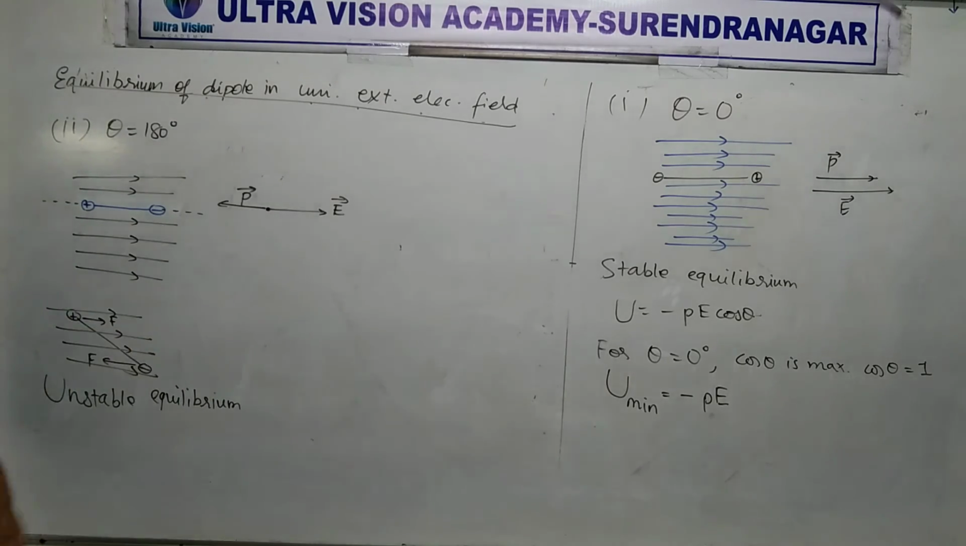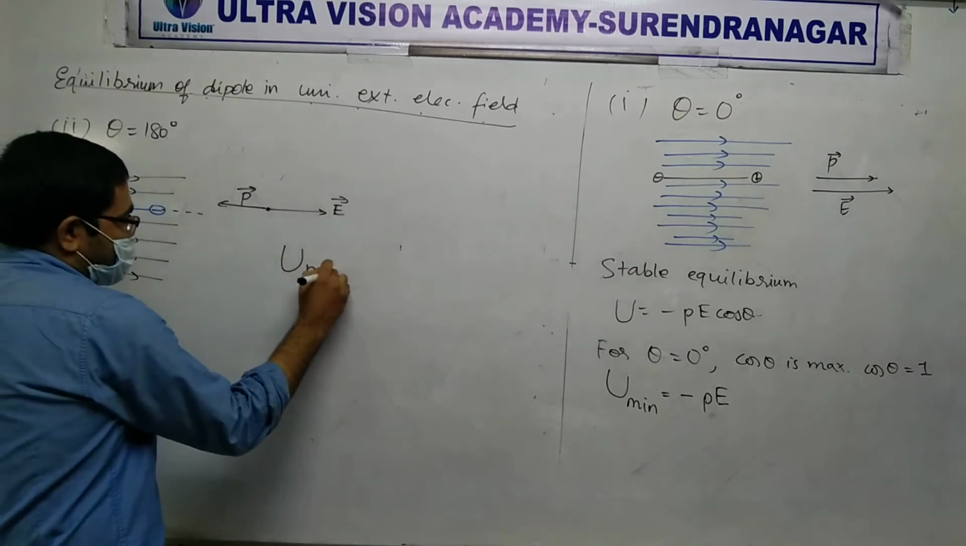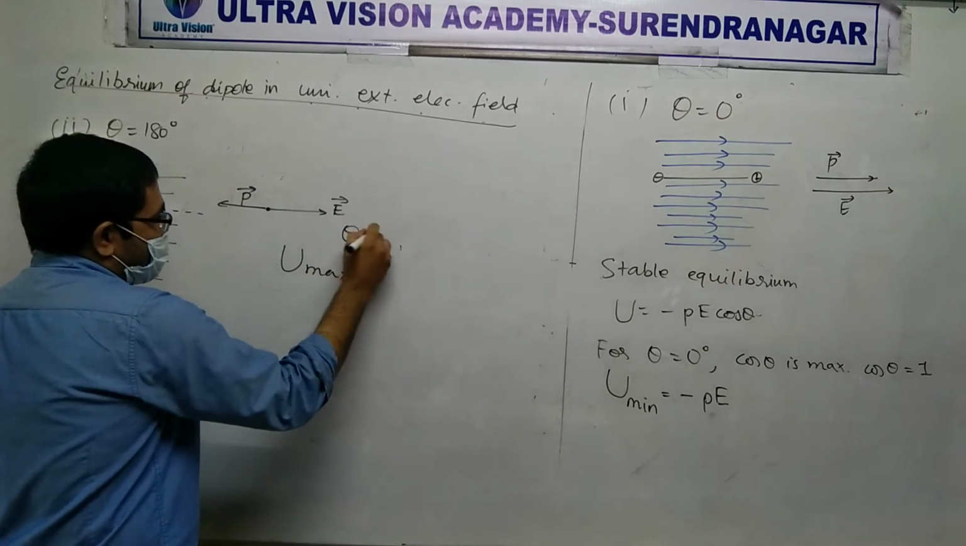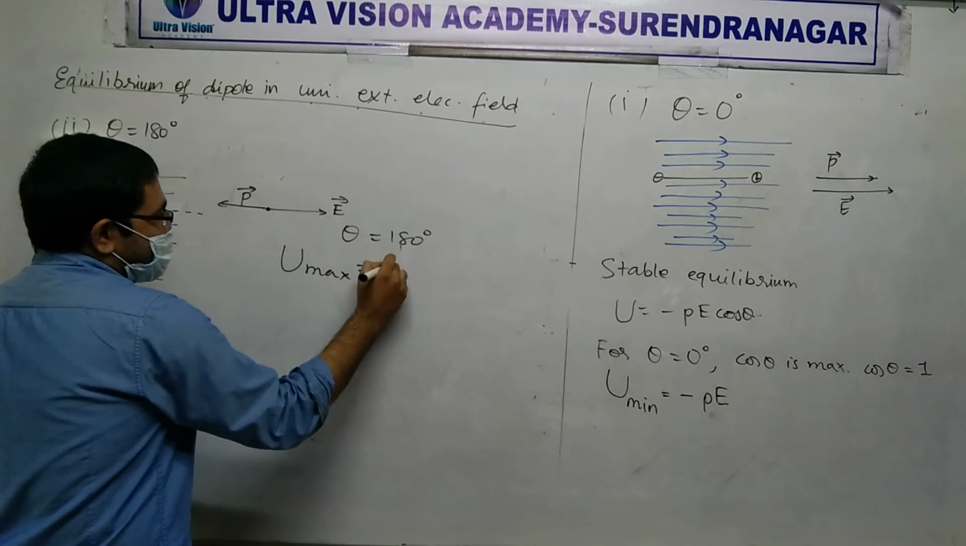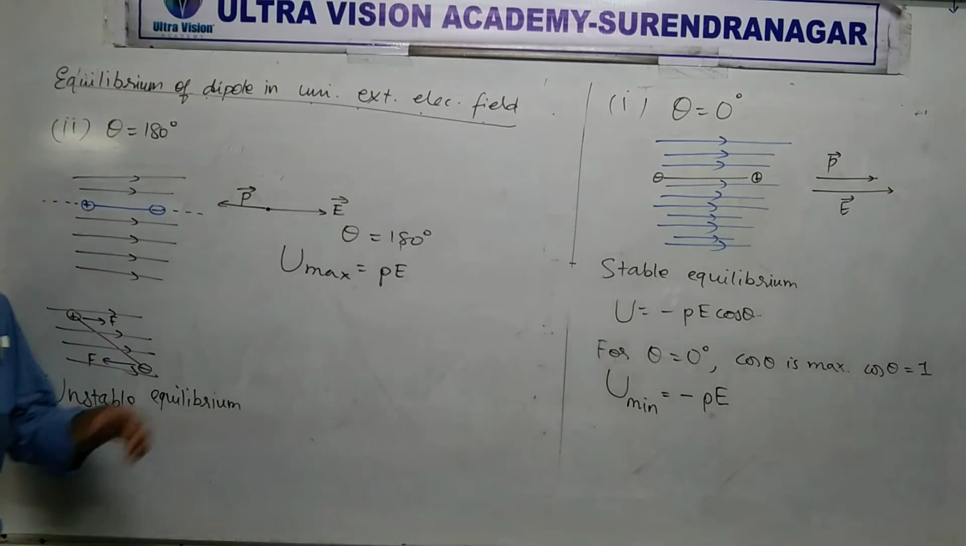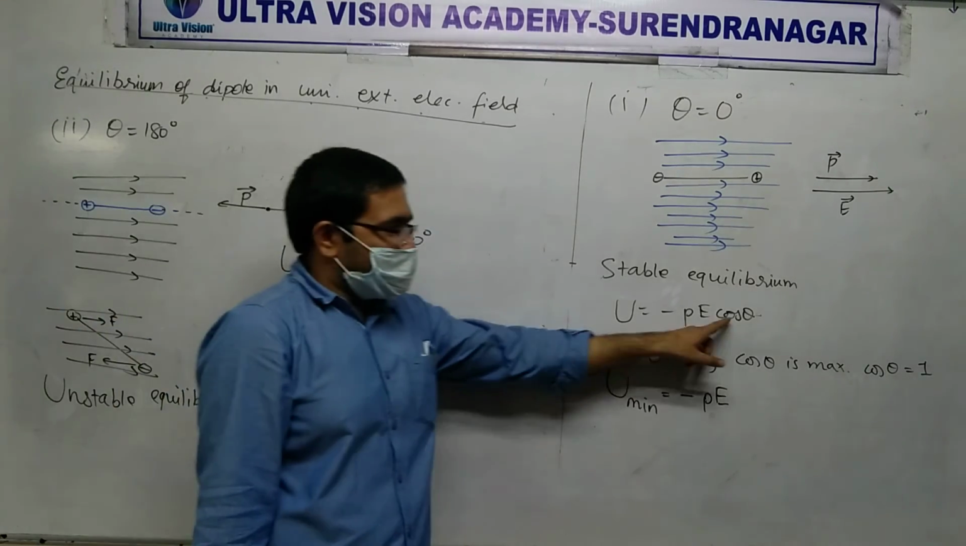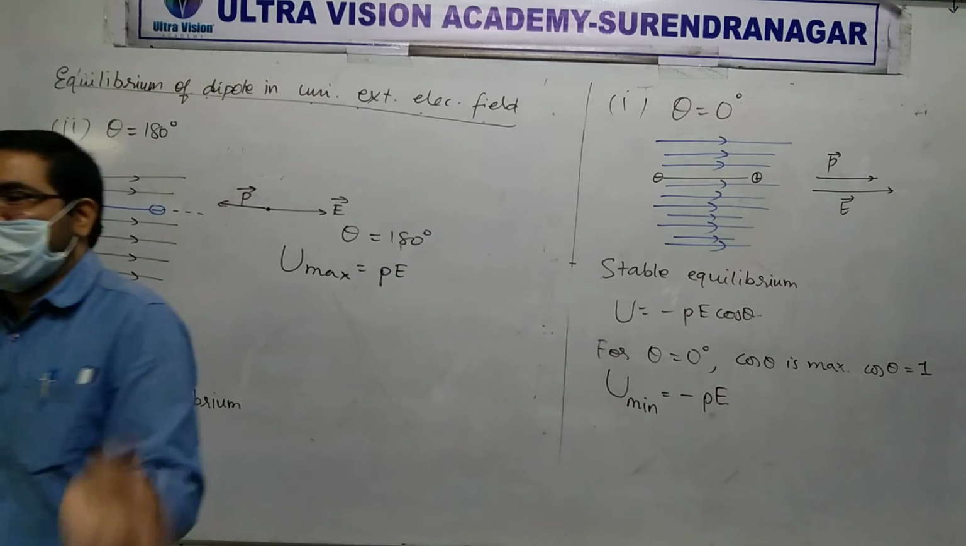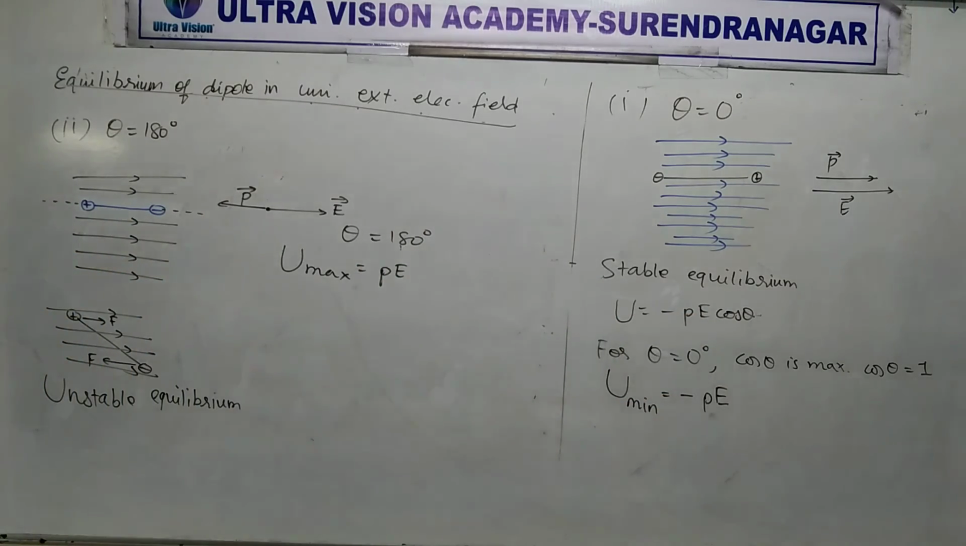Just like this, for maximum potential energy, you are going to get theta equal to 180. So you get plus PE, because if theta is 180, cos will be minus 1, and then you put one more minus, so it will become maximum. Got it? So these are the minimum and maximum potential energies.